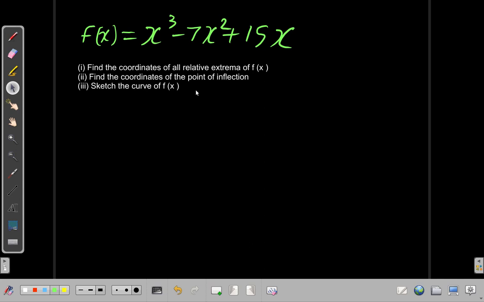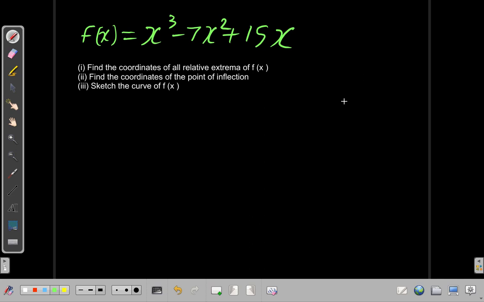Okay, let's look at this. First of all, we should find the coordinates of all relative extrema. That means relative maximum, relative minimum points. Here, to find the coordinates of those, you're going to differentiate this function to find the gradient function.